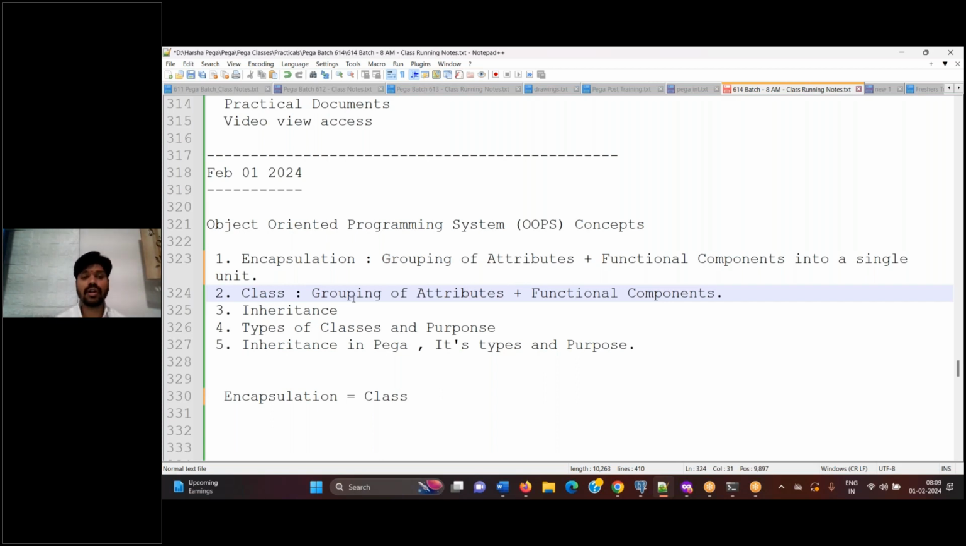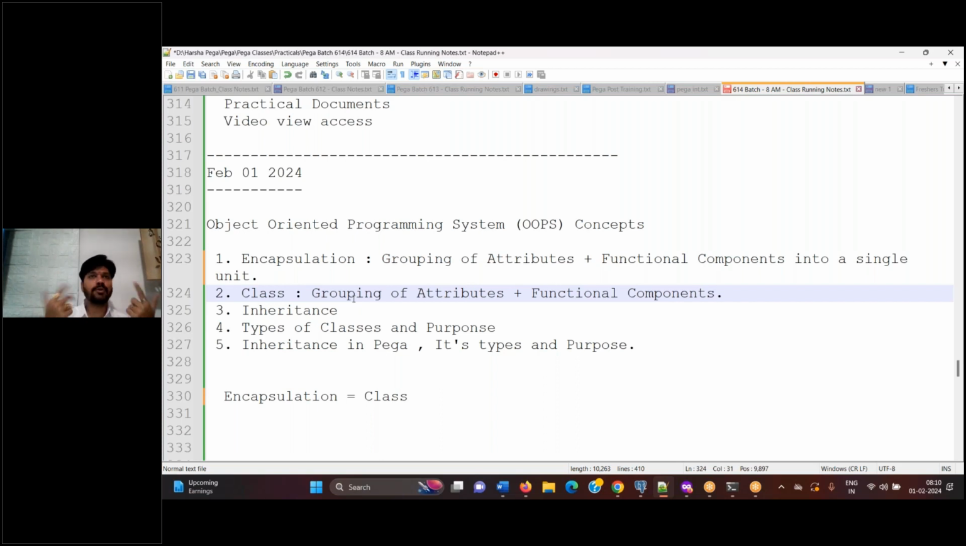So class is a collection of attributes plus functional components. Take a fan. You want a fan, but you are going to use some attributes on the fan. What are the attributes? 1, 2, 3. How many rotations per minute will be decided by that. 1 means 100 rotations per minute, 2 means 200 rotations, 3 means 300 rotations, for example. Speed you are deciding by attribute. Attribute is deciding the functioning. It should go with 100, 200, or 300 rotations per minute by the attribute value that you have programmed.